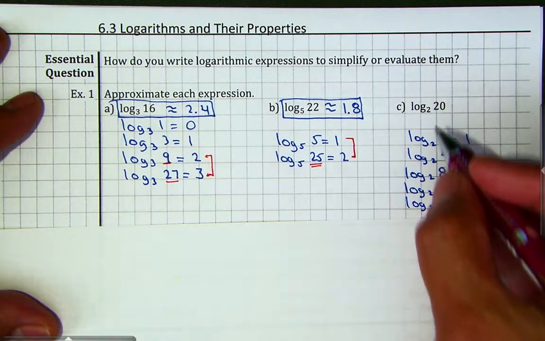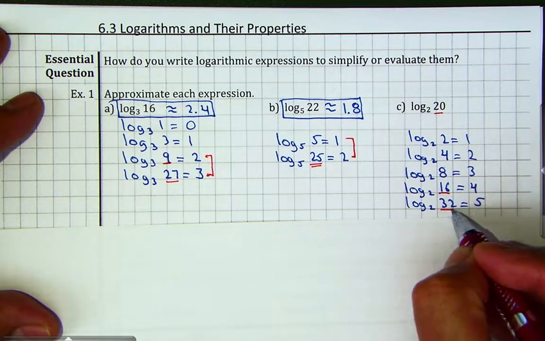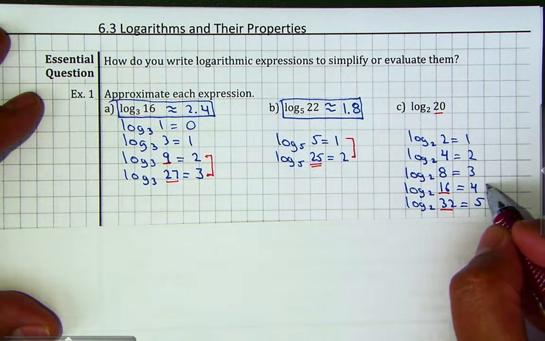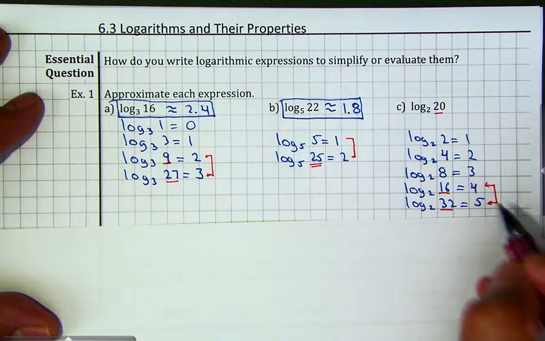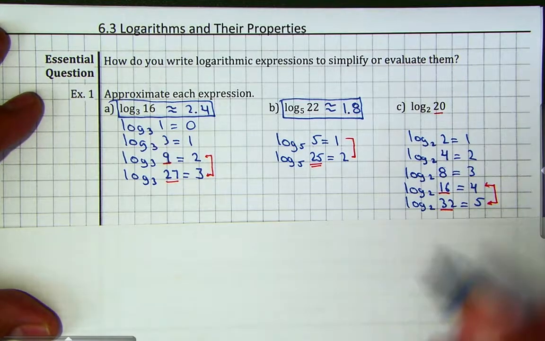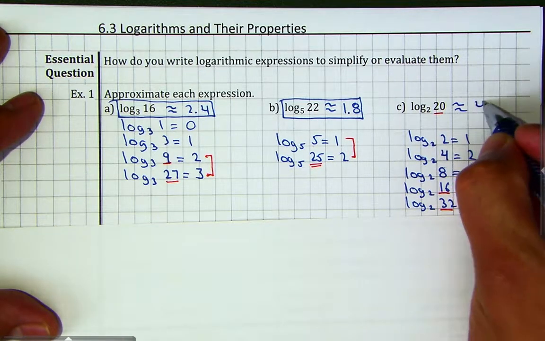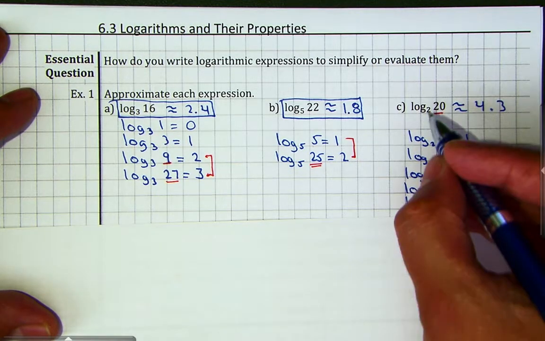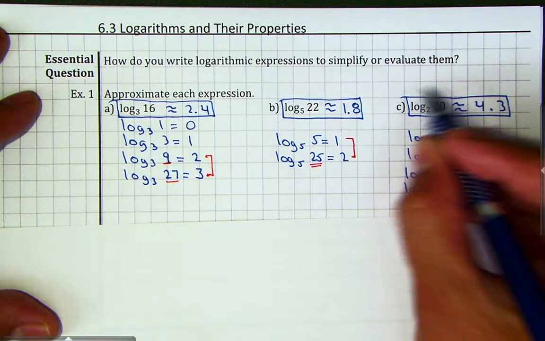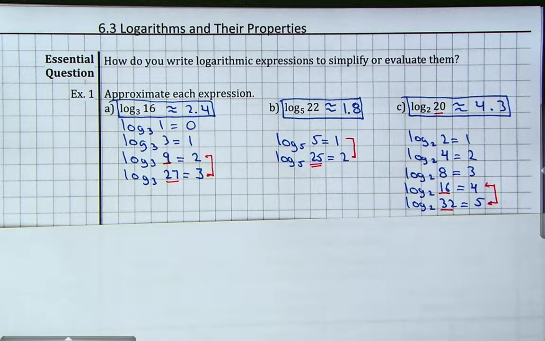So therefore, 20 is between 16 and 32. So therefore, it should be between 4 and 5. Is it closer to 4 or 5? It's closer to 4. So it should be around 4.2, 4.3 should be. So that's one way of thinking about it. Now, another way that you can think about it, if you're not too sure, you can just think about the logs are exponents.